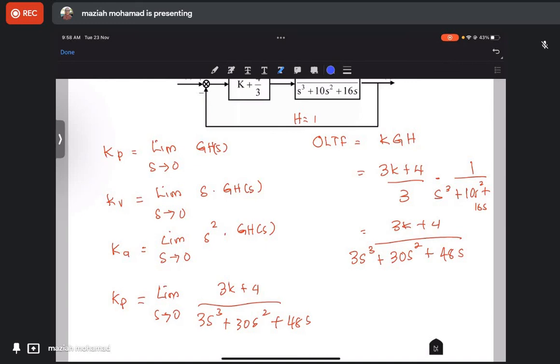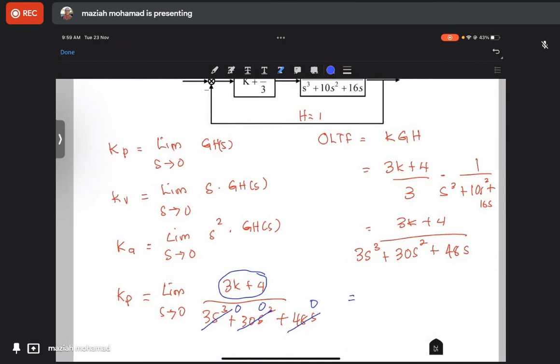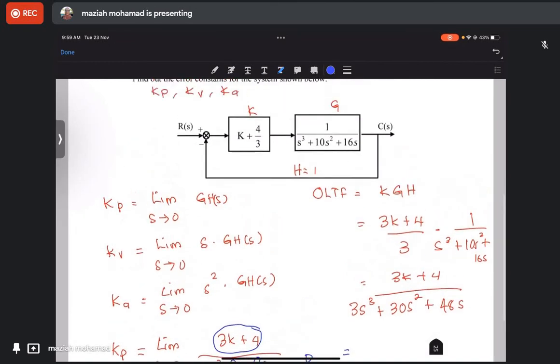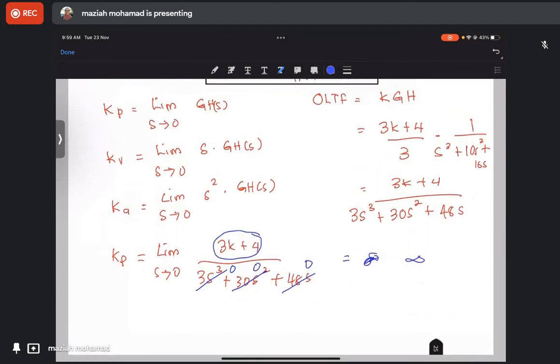Right, when you apply the limit, this becomes 0, this one becomes 0, and this one becomes 0. So the value here is 3K. Let's say K is 1. So it is 7 divided by 0, which is infinity. Okay, so Kp is infinity. Then you do the same for Kv and Ka.